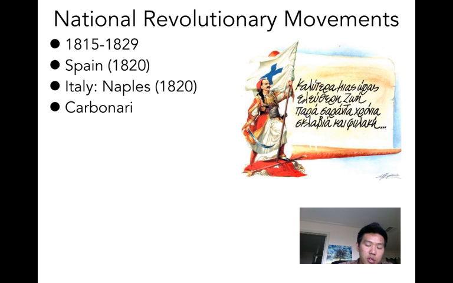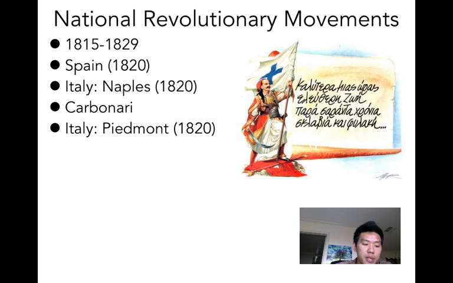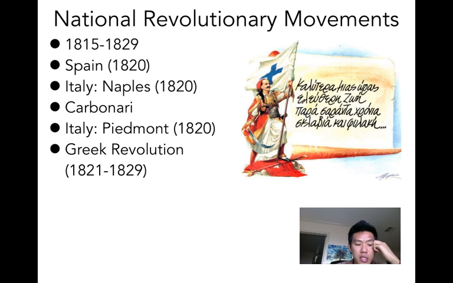So what stops them? The Congress of Vienna, once again, sends troops. This time it's Austrian troops, and they stop the revolution there. In northern Italy, in Piedmont, you have an uprising against the Austrian forces, which had a lot of claim in the northern Italian states. Metternich did not want any revolution at all, and he stopped that with his troops. One successful one, though, is the Greek Revolution.